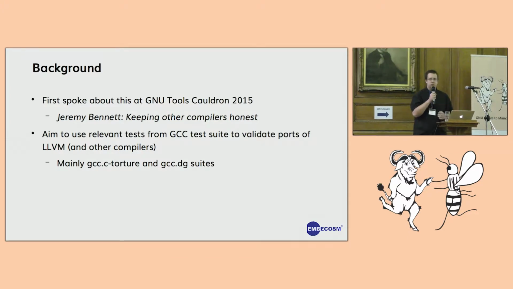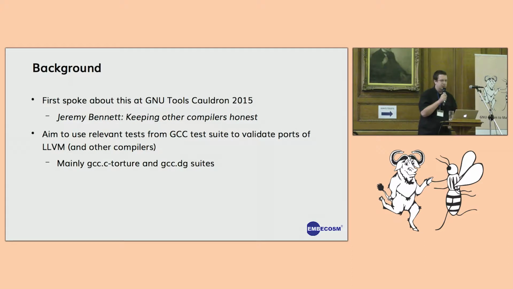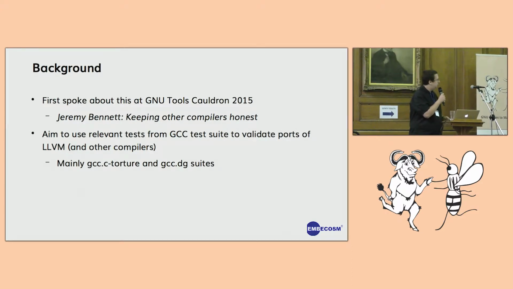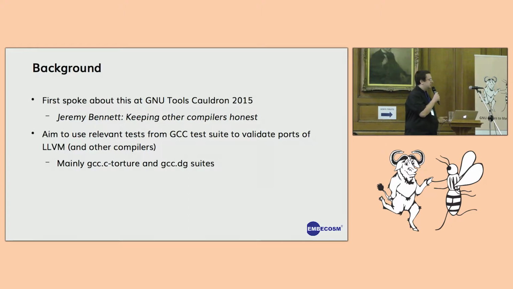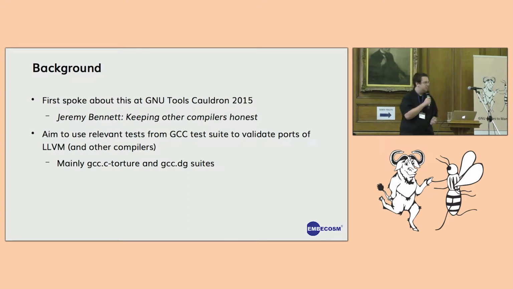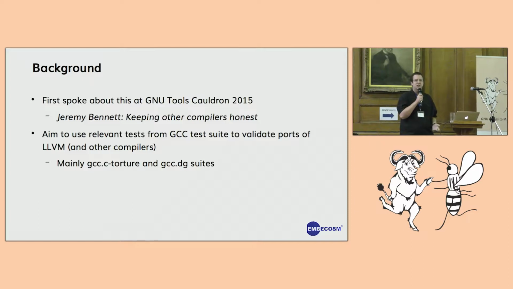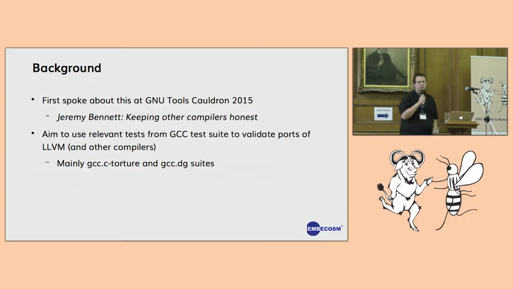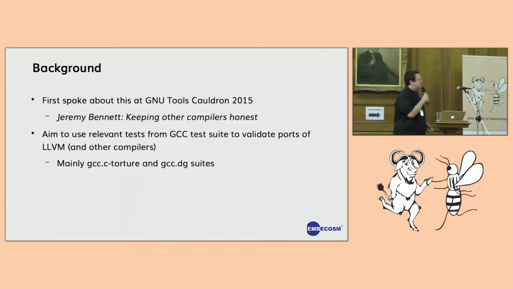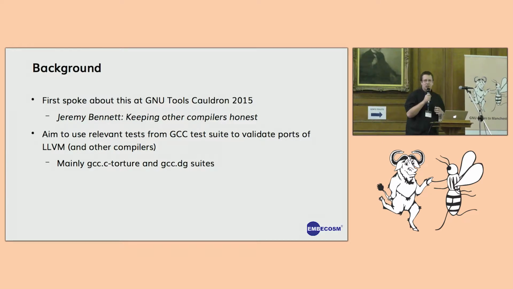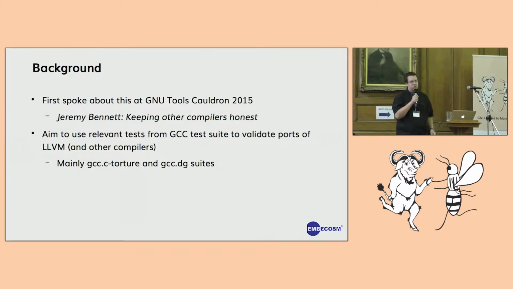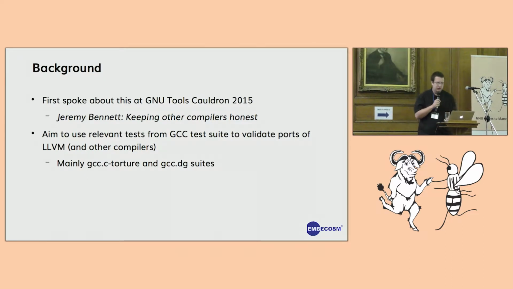Basically what we want to do is repurpose, in particular, the execute torture test and a bunch of the DG tests as an execution test when bringing up a new backend in LLVM. Unsurprisingly, a lot of tests are basically designed assuming that you're using GCC, because that's what the test suite's for. What we want to do is take the test suite and make it more generic so that LLVM or a third compiler or a fourth compiler can make use of the tests pretty simply.